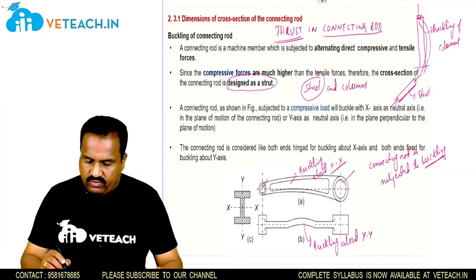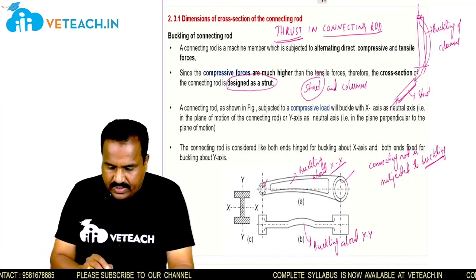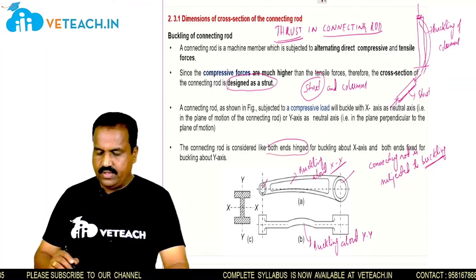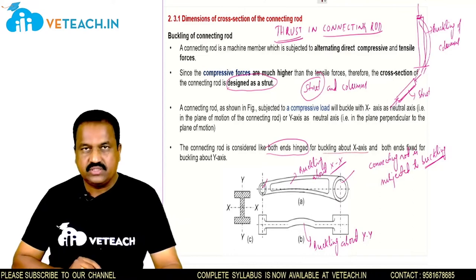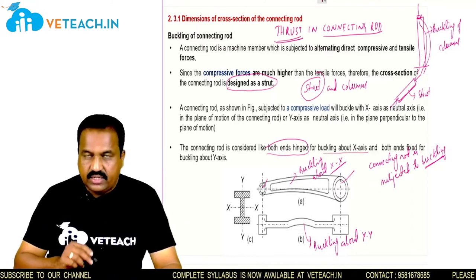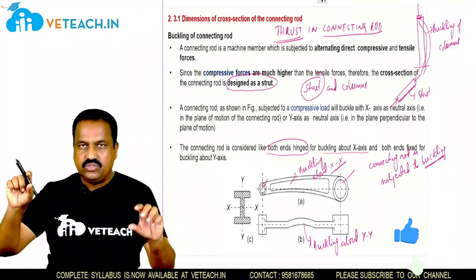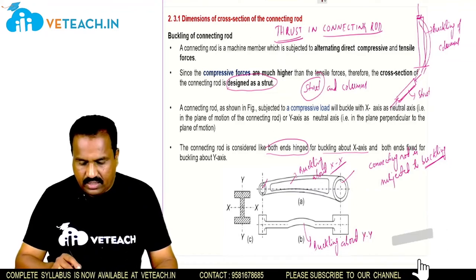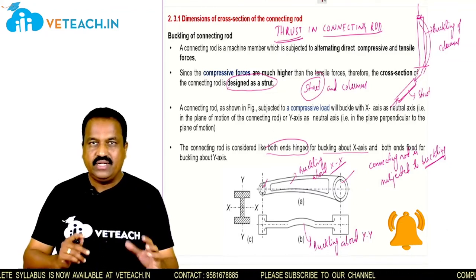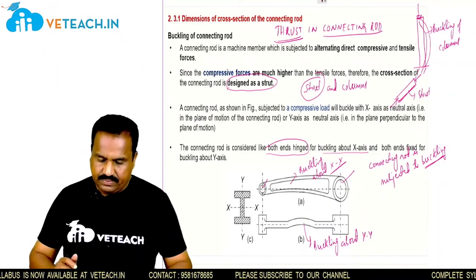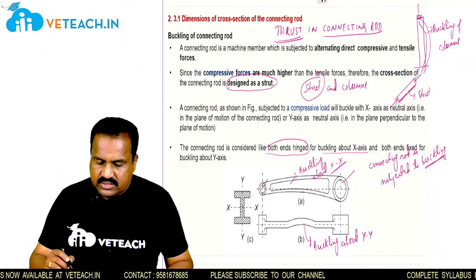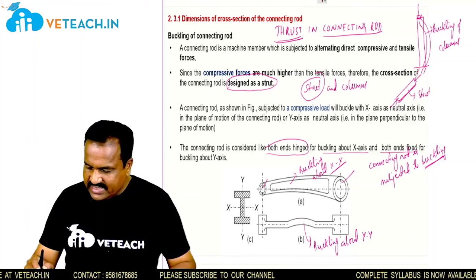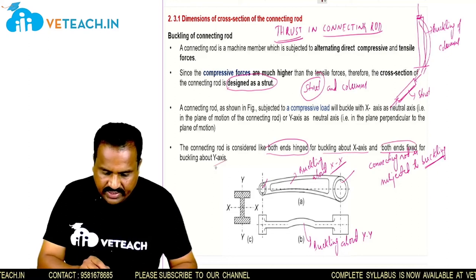While buckling, you have to understand one thing. The connecting rod is considered as both ends hinged for buckling about the x-axis. It is considered both ends hinged because this is a turning pair. Between the pin and the connecting rod, you have a turning pair here. It's not a rigid one. So this can be treated as both ends hinged.